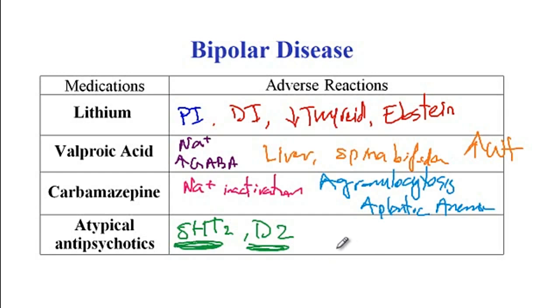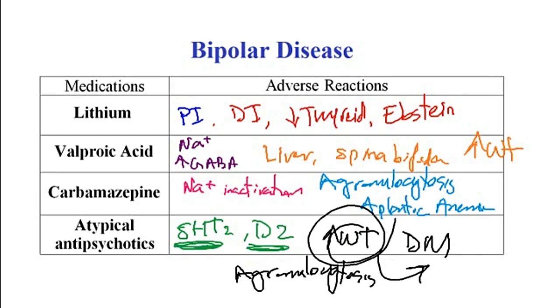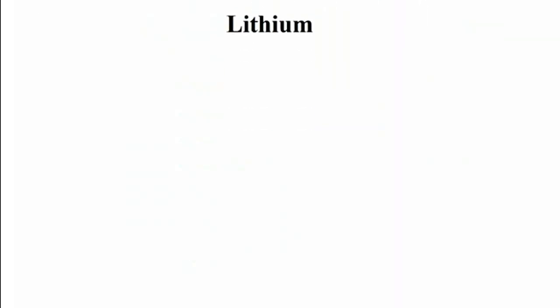And so the side effects include, for instance, increased weight as well as diabetes mellitus because of the weight gain. And then you should also know that clozapine is also associated with agranulocytosis. Alright, now I would like to discuss lithium in a little more detail.